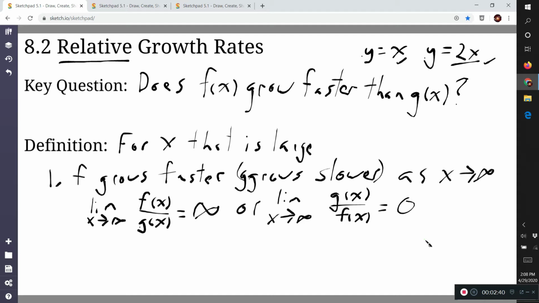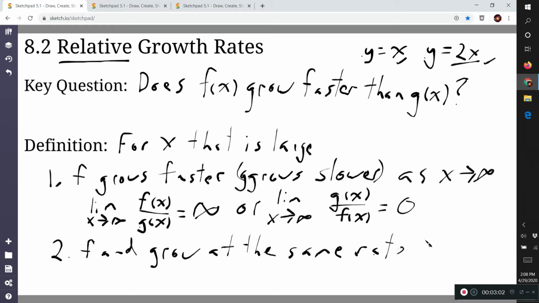Now, they have the option of growing faster, slower, at the same rate. So what would the same rate look like? Well, we say that f grows at the same rate as g if the limit as x goes to infinity of f of x over g of x equals any constant that is not 0.